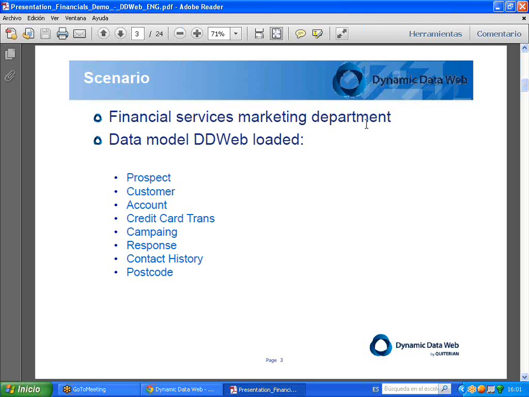So you need to imagine now that you are working in a bank, and all the data that we have loaded inside Criterion DD Web are these different tables: prospects, customers, accounts, credit card transactions, campaigns, responses, contact histories, and the postcodes that have been downloaded from the internet, from the postcode authority.